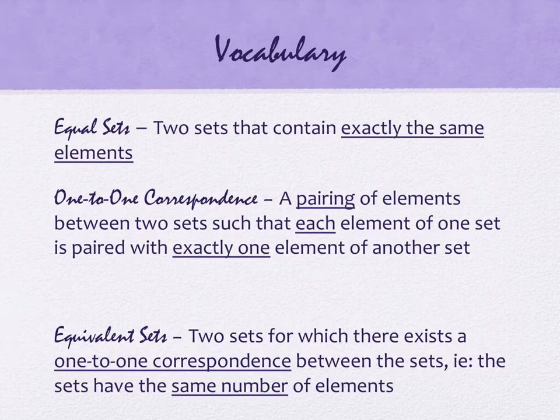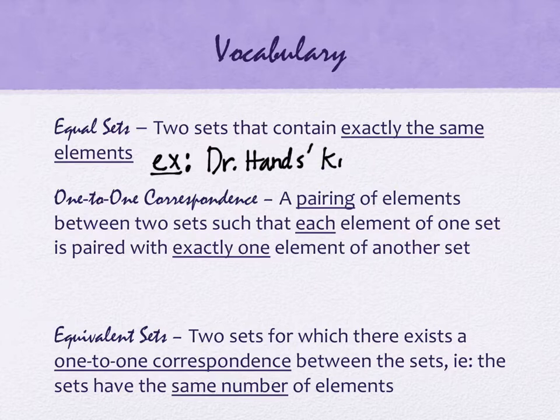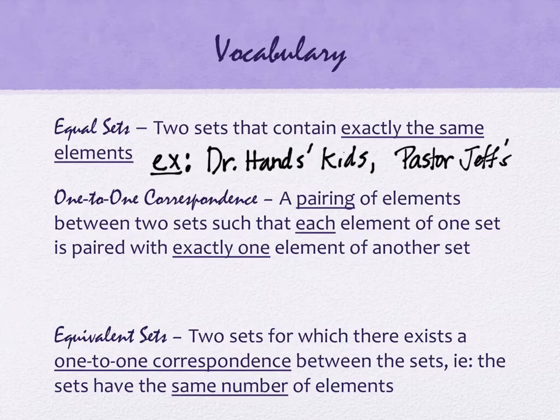So if we were to think about this and we were to describe two sets, you could talk about myself, Dr. Hand's kids as a set. And I'm going to use my husband's name, Pastor Jeff's kids. And these would be exactly the same group of people, okay? Exactly the same group of people. We have the same children. So these are the same group of people.